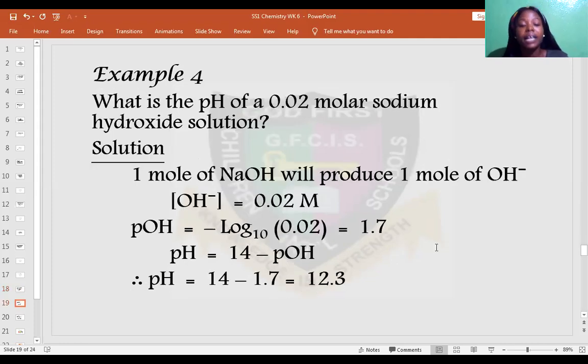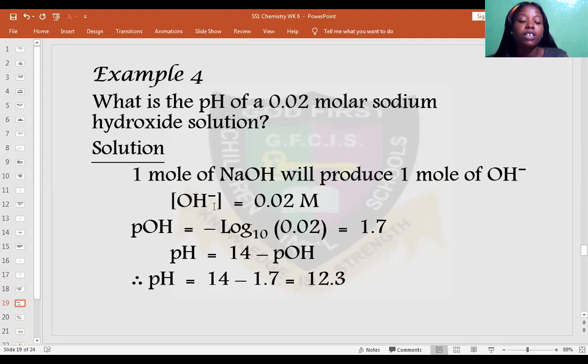Next thing, we look at number 4 example. What is the pH of a 0.02 molar sodium hydroxide? Now, you are given sodium hydroxide, which is an alkaline. An alkaline will produce OH minus, hydroxide ion, not hydrogen ion. Remember, pH is the measure of the hydrogen ion concentration. So if we get the pOH of this solution, we can actually get the pH from there. So 1 mole of sodium hydroxide will give us 1 mole of OH minus, that's hydroxide ion.